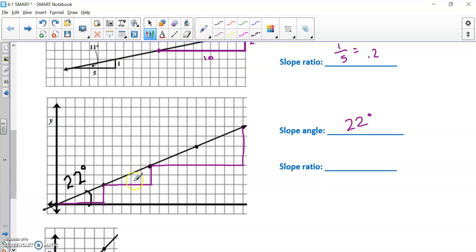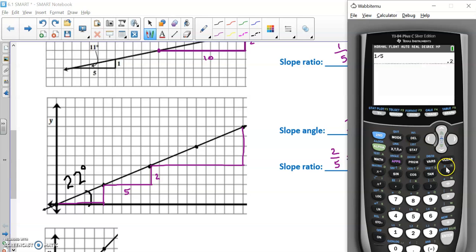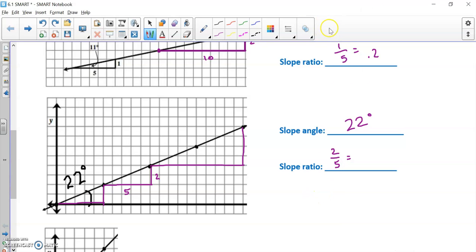And so let's use this one to find our slope ratio, right? This has a height of 2, and this has a base of 5. So my ratio is going to be 2 over 5. And if we type that into the calculator, we will get a decimal of 0.4. So that's what we're going to write as our decimal version.